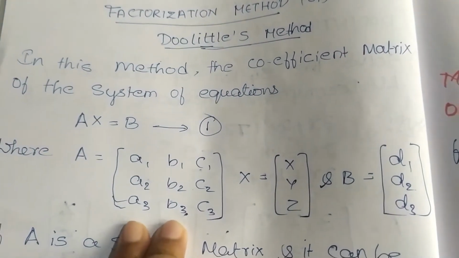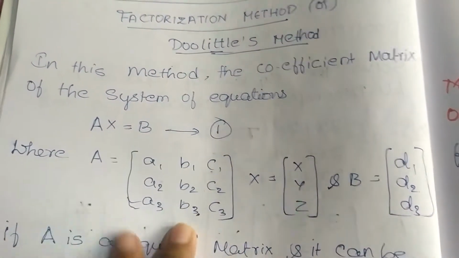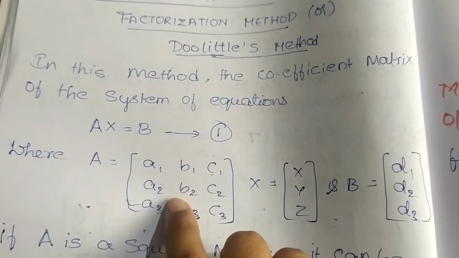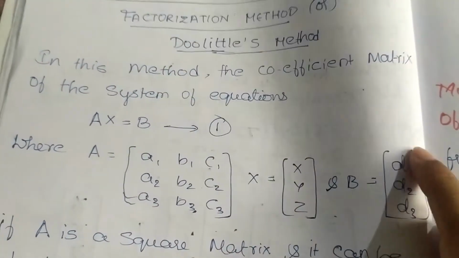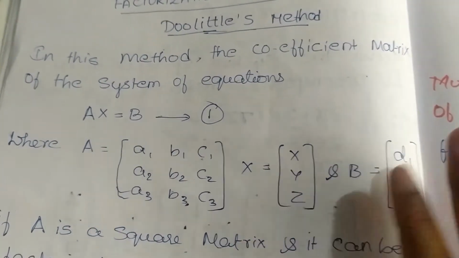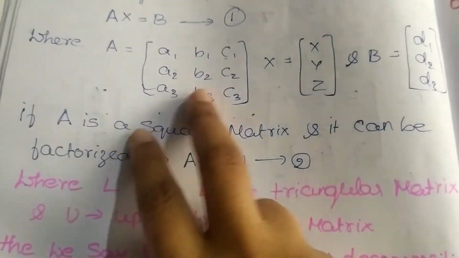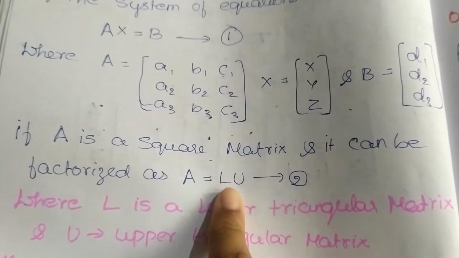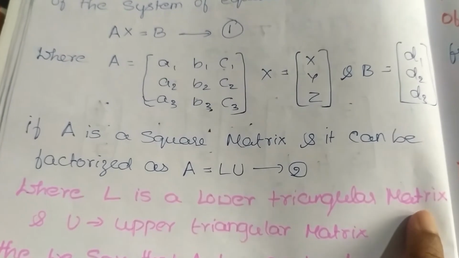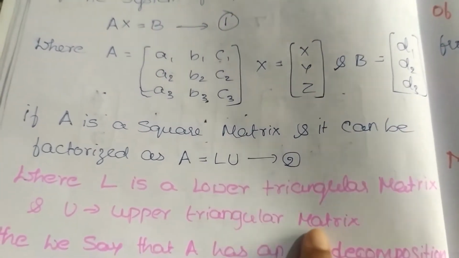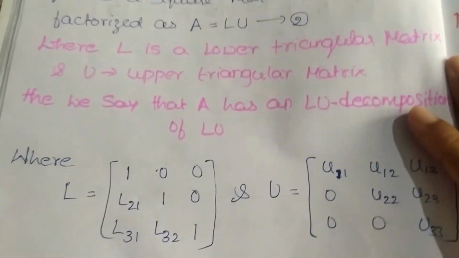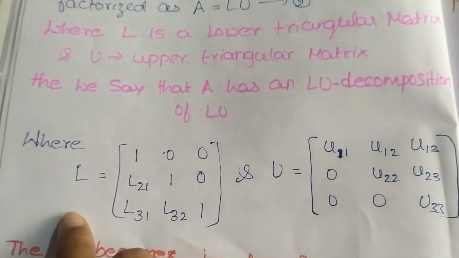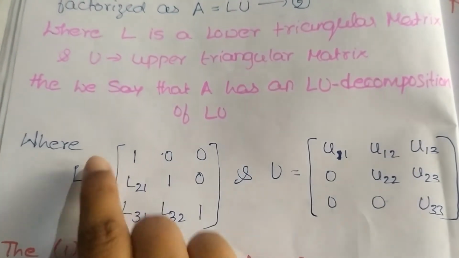we have to convert into the matrix form, that is Ax = B, where A is nothing but the coefficients of x, y and z, and B holds the equating values. I'll show this in the problem. Now if A is a square matrix and it can be factorized as A = LU, where L is nothing but a lower triangular matrix and U is an upper triangular matrix, then we say that A has an LU decomposition. That is, we first write the lower and upper matrices.